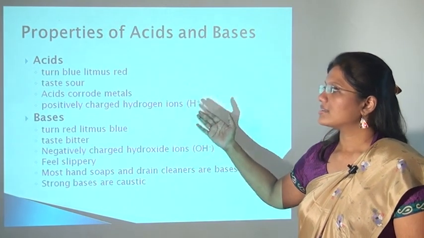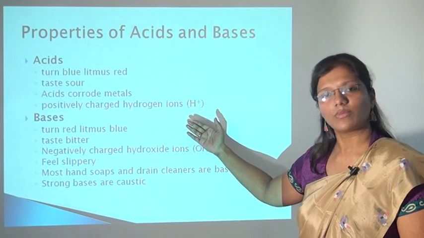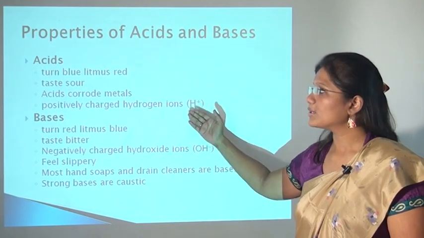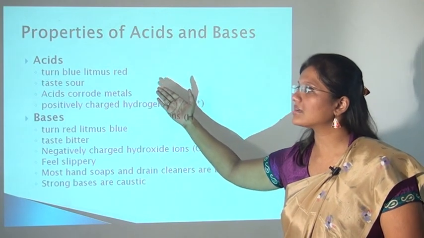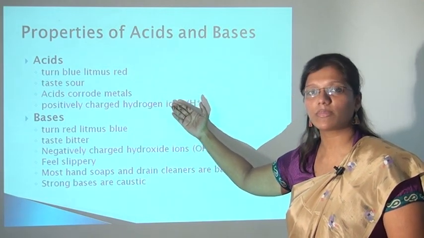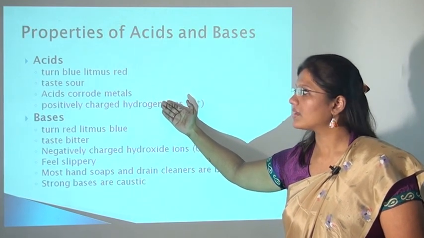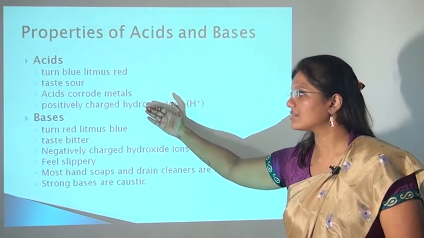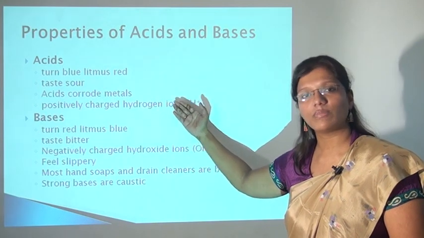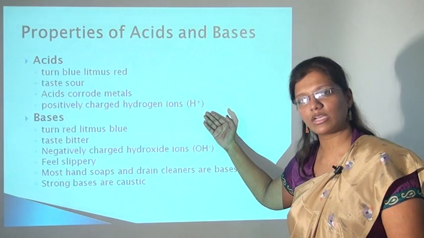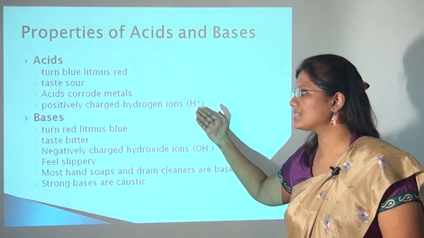First we are taking the properties of acids, and second the properties of bases. Acids turn blue litmus paper into red. They taste sour. Acids corrode metals. They basically contain positively charged hydrogen ions, which can be represented by H+ ions.